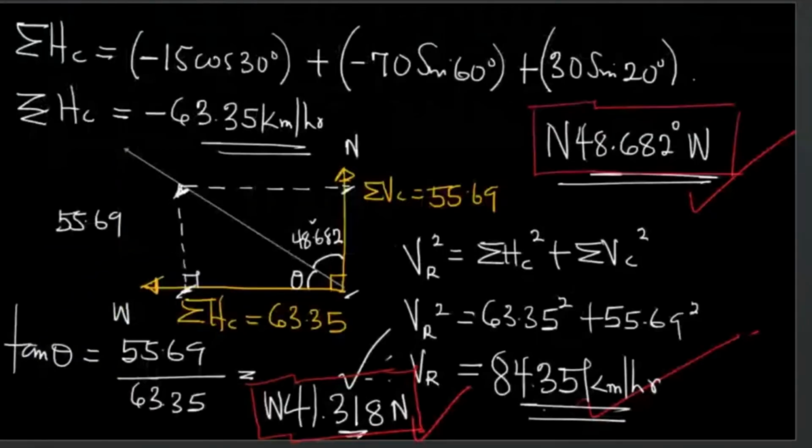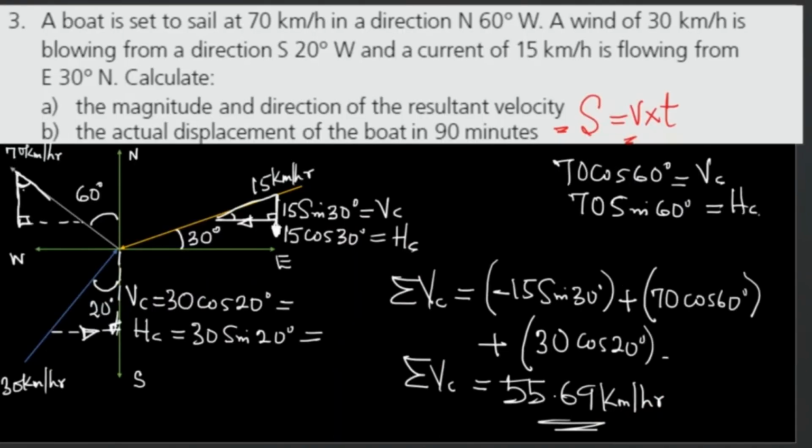Where is the resultant velocity? 84.35. You just multiply, because velocity is distance over time. So the distance or the displacement is velocity times time. So the velocity you're going to use is the resultant velocity that you calculated there, multiplied by that time. If you want to leave it in minutes, seconds or hours, up to you. That one is the easiest. Understood?